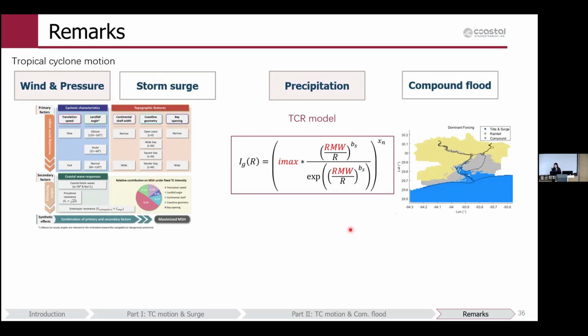And for the other part, we developed the TCR model. This model is quite simple and it can cover the randomness of the TC rainfall. We also simulate compound flood events and check how different precipitation motion will affect the flood.